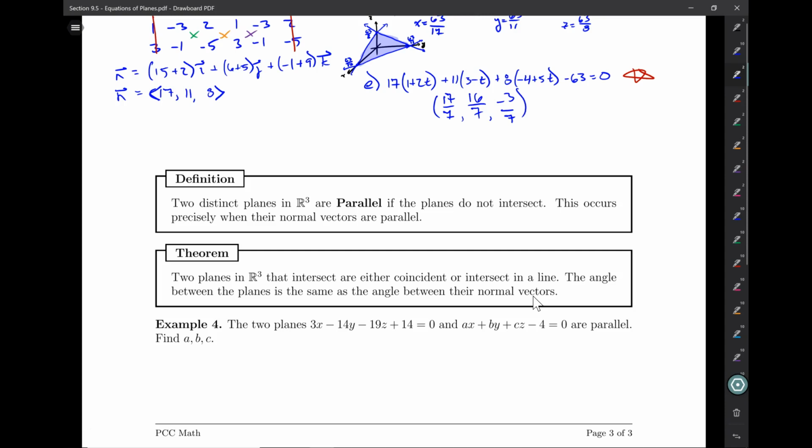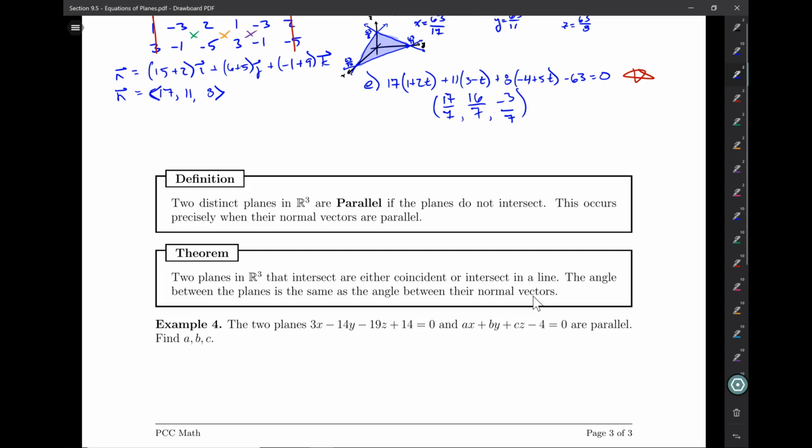It turns out we get two distinct planes in R3 that are parallel if we have normal vectors that are parallel. We can expand on this theorem and say that two planes that do intersect are either coincident, meaning they are the same plane, or they intersect in a line. In R3, you cannot have any sort of other intersection. They either intersect in a line, or they are the same plane and they intersect each other everywhere.